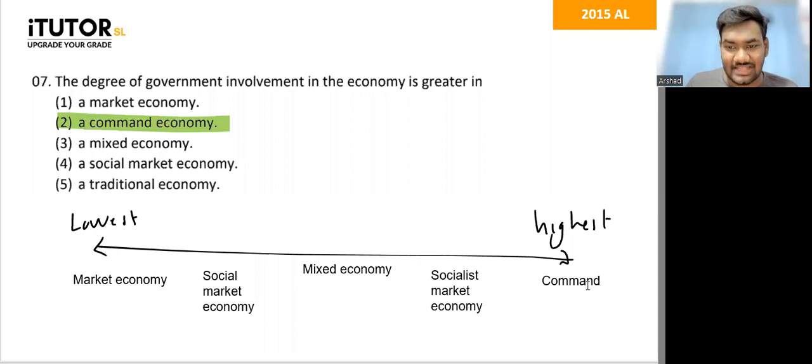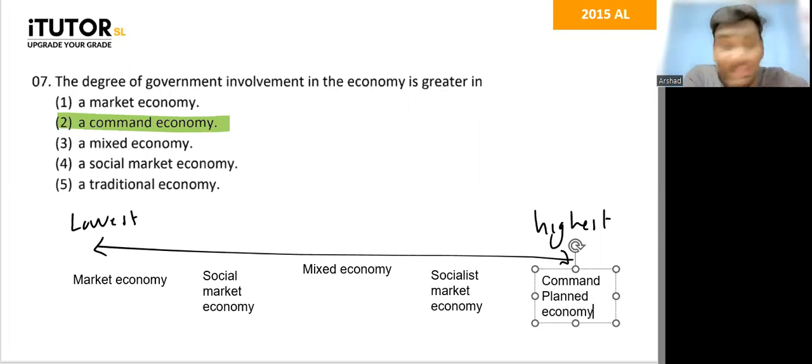What is a command economy? This is basic theory. It's a planned economy, where the government makes all the decisions. That's what you call a command economic system. The government is the one running it and doing all the things.